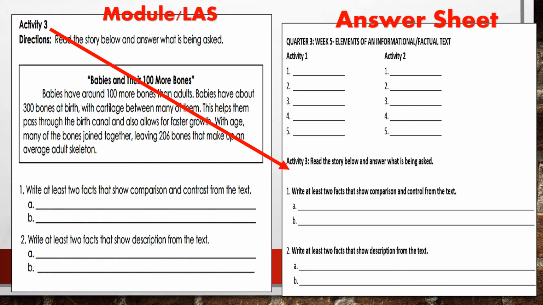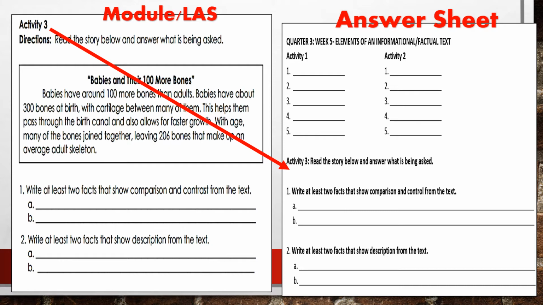Now, we are going to continue activity number 3. But before that, we will read the story below so that we can answer the letters A and B for numbers 1 and 2 question. Come on, let's read the selection.